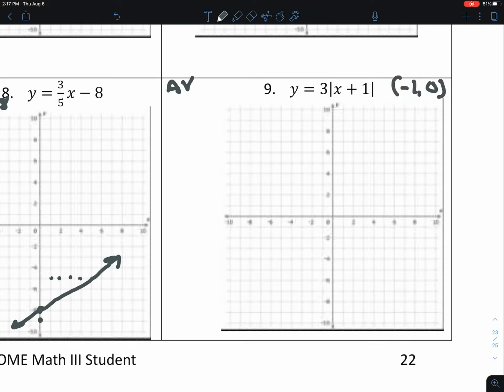Again, this is absolute value. We have a vertex of -1, 0, and a slope of 3. So we start at x equals -1, y is 0, and a slope of 3. That means I go up 3, 1, 2, 3, and over 1.